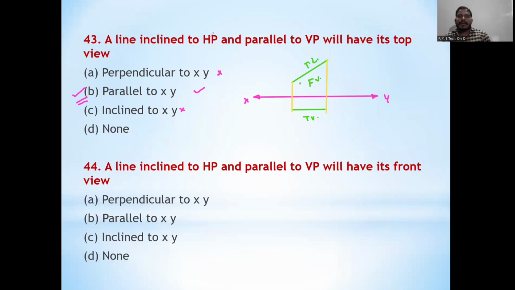That's the question: a line inclined to HP and parallel to VP will have its top view. So it's parallel to XY. Yes, it is parallel to XY.